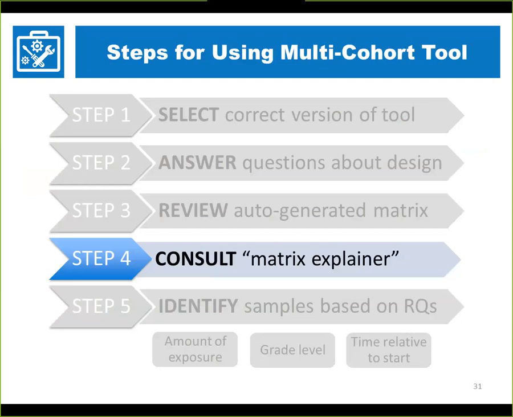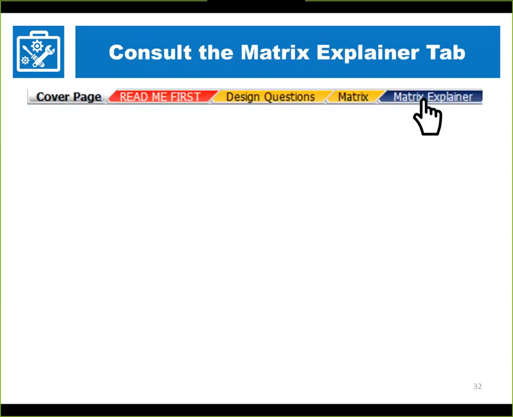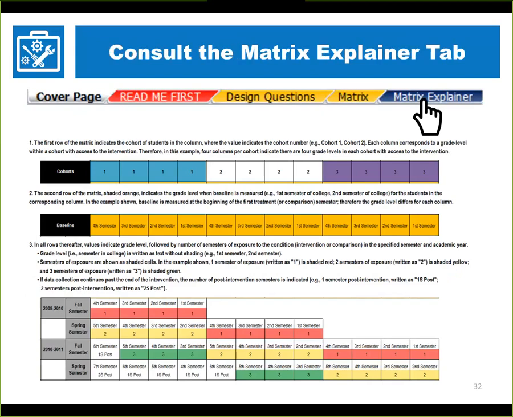For orientation, we show what the Matrix Explainer tab looks like on the general version of the Multi-Cohort tool. There are explanations for 3 aspects of the diagram that are provided as a reference for the user. The first 2 statements and illustrations focus on the baseline row and the cohort row, and those are the same in both versions of the tool.